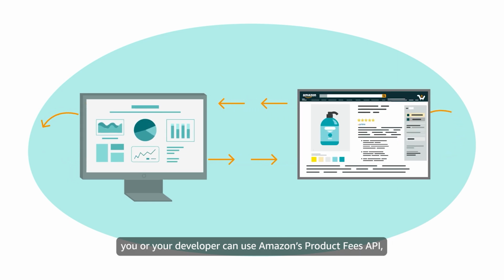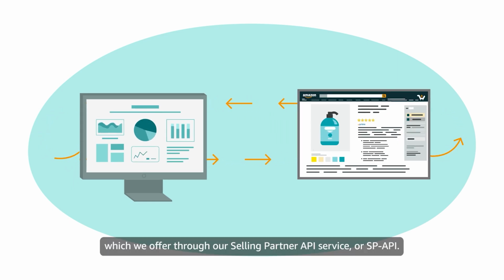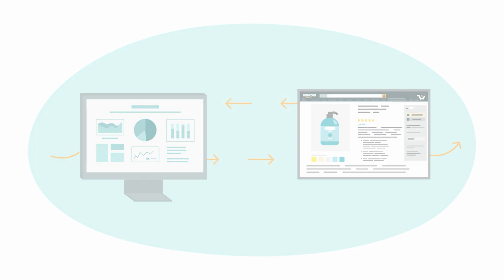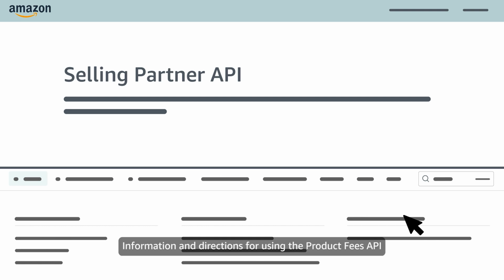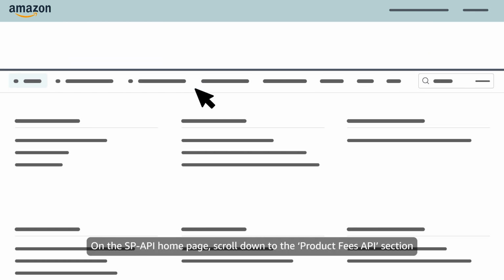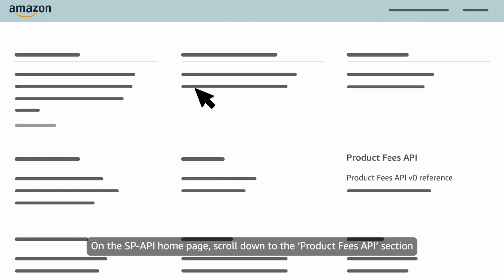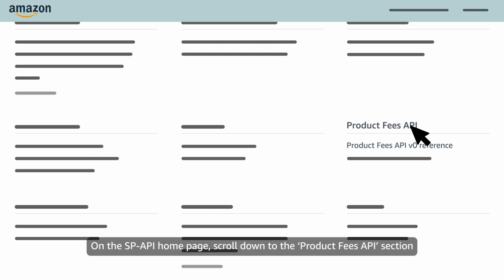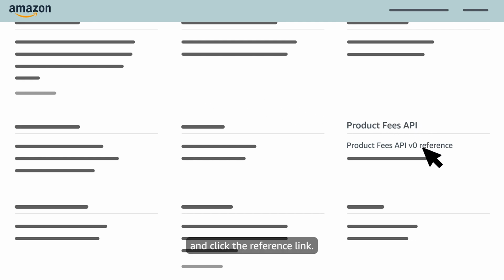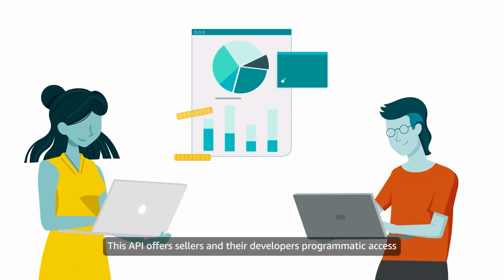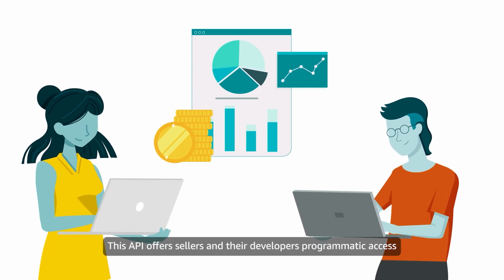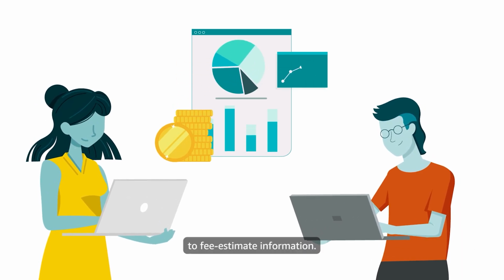If you prefer to use an external technology to estimate fees, you or your developer can use Amazon's Product Fees API, which we offer through our Selling Partner API service, or SP API. Information and directions for using the Product Fees API are available in the SP API Developer Guide. On the SP API homepage, scroll down to the Product Fees API section and click the reference link. This API offers sellers and their developers programmatic access to fee estimate information.